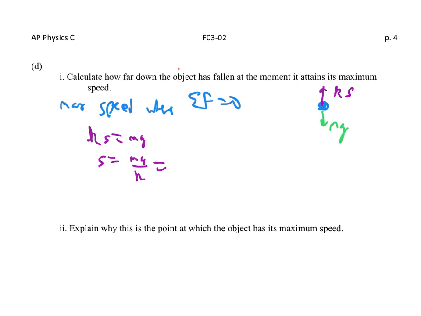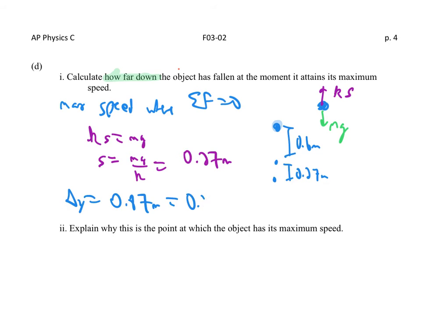which turns out to be 0.27 meters. But we have to be careful because that is not actually how far down. That's the stretch. So I have to remember that my thing has fallen from some height, and it falls 0.6 meters, and then it starts to stretch. So it went 0.27 meters extra, but it had 0.6 meters to begin. So the change in height is 0.87 meters. I need to be careful about that to get full credit.